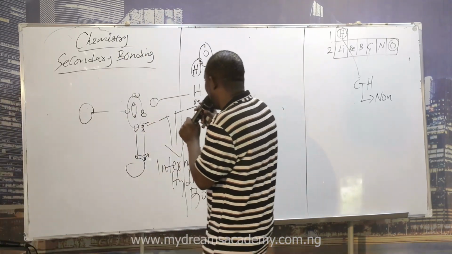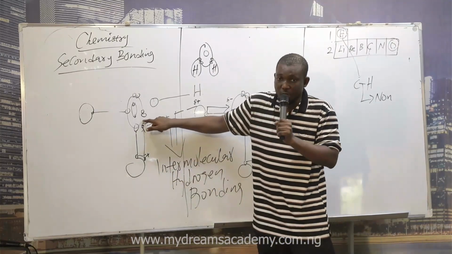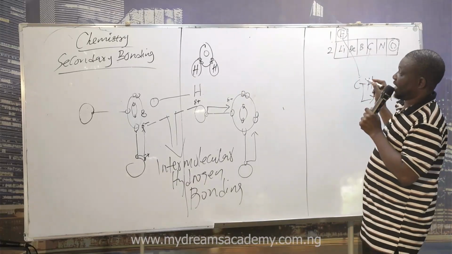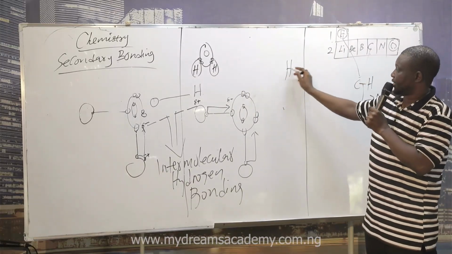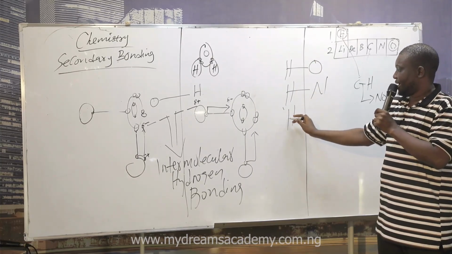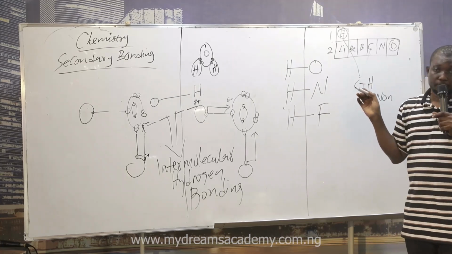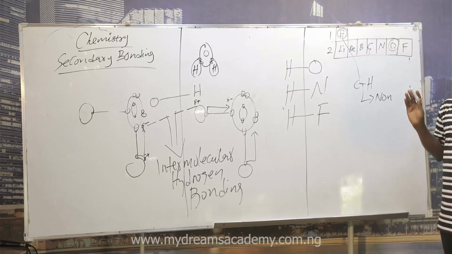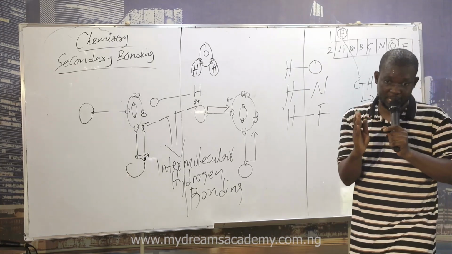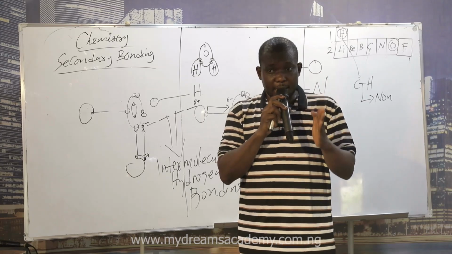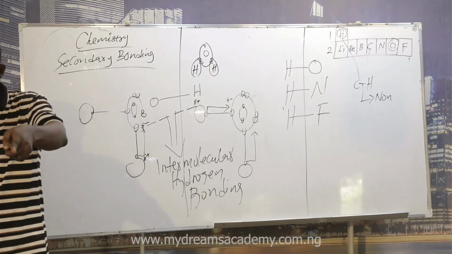Which electronegative atom are we talking about here? Oxygen. Now, next one: it can only happen between H and what? O. It can happen between H and what? N. H and what? F. Because if you look at the periodic table, after O, the next element is F. So it is these three elements that are opportuned to be bonded by hydrogen. The name of the bond is called hydrogen bonding.